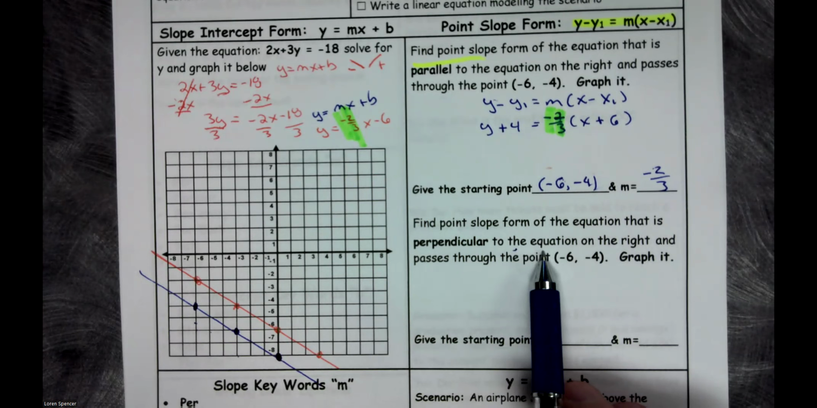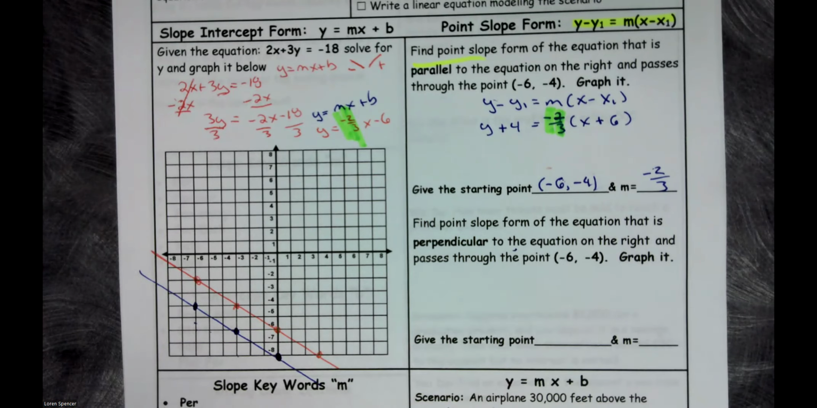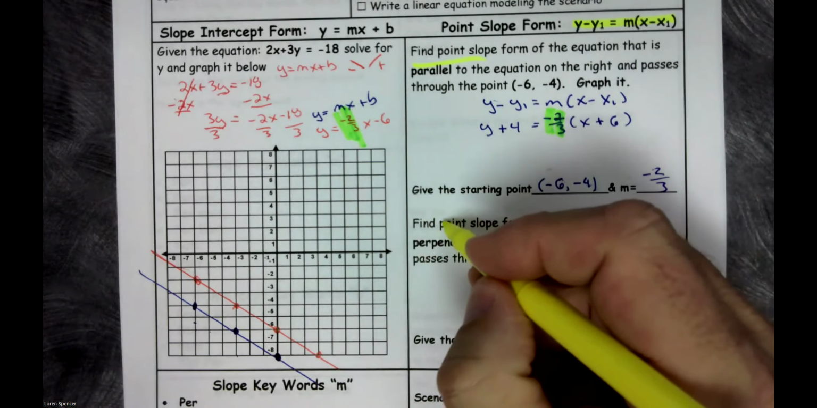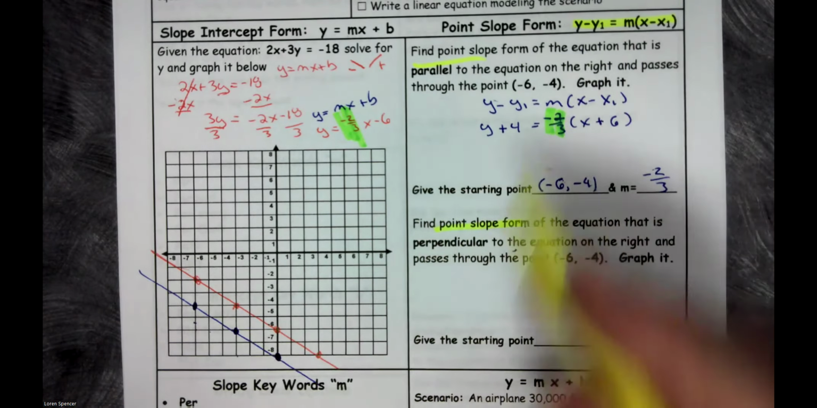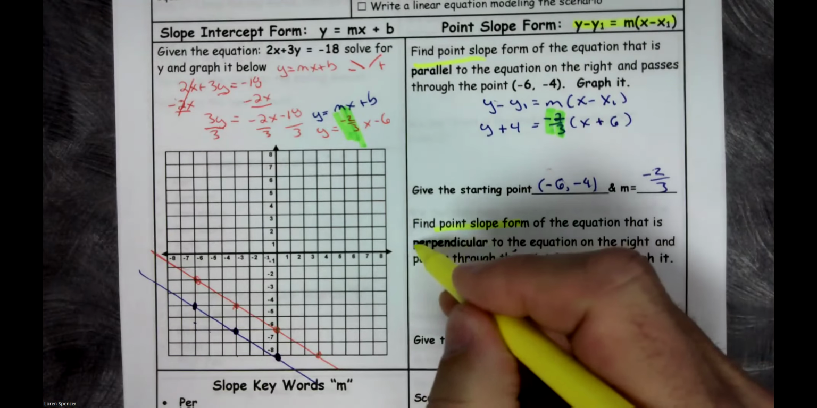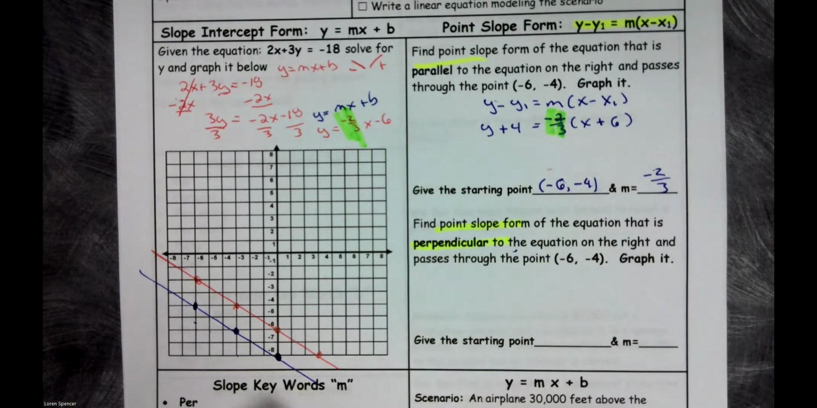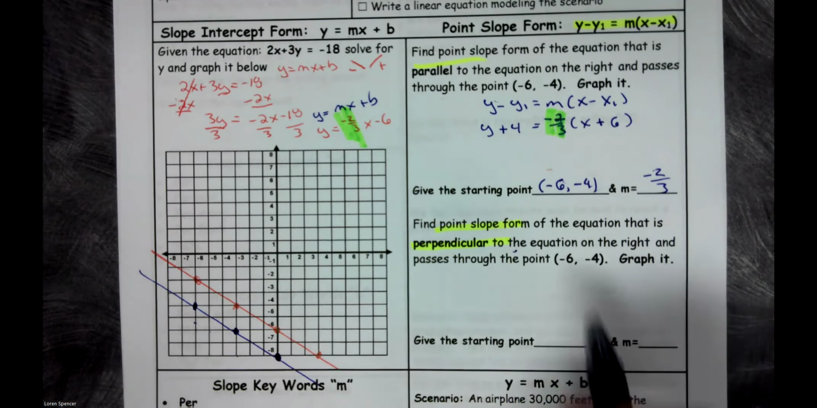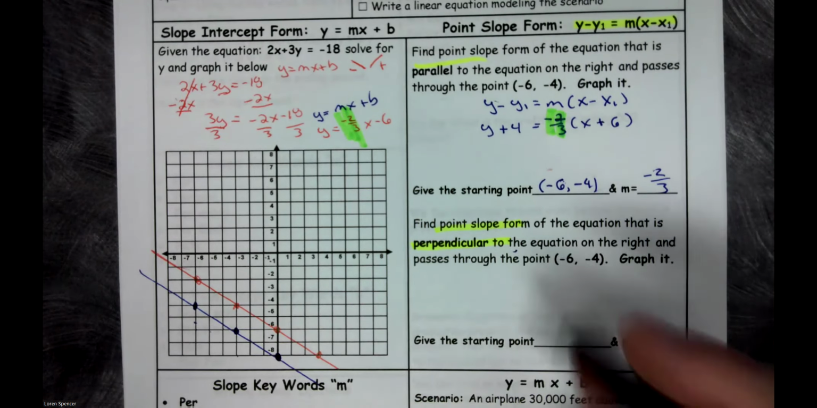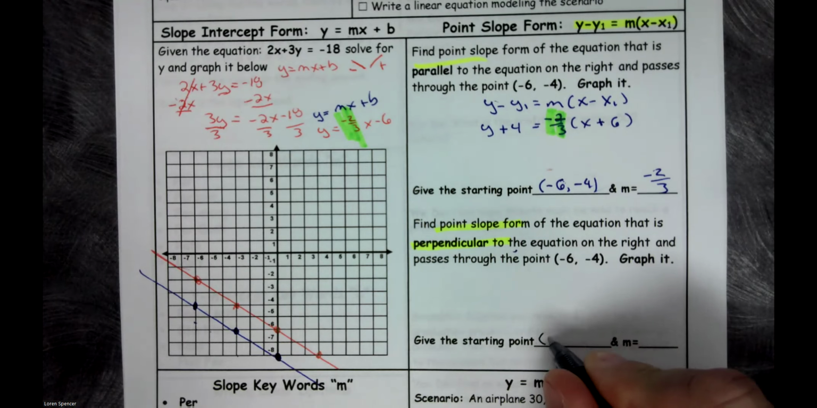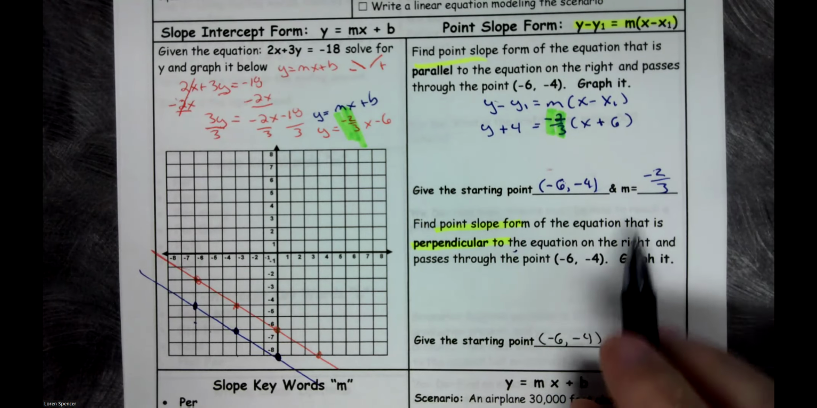All right. The next thing is find the point slope form of the equation that is perpendicular to the equation on the right and passes through negative 6, negative 4. So we want the point slope form. So we still want this same form, but this time we need to be perpendicular. All right. Well, once again, they asked for a starting point. The nice thing is that they gave it to us, negative 6, negative 4. And that's the same one we had before, so that's nice.